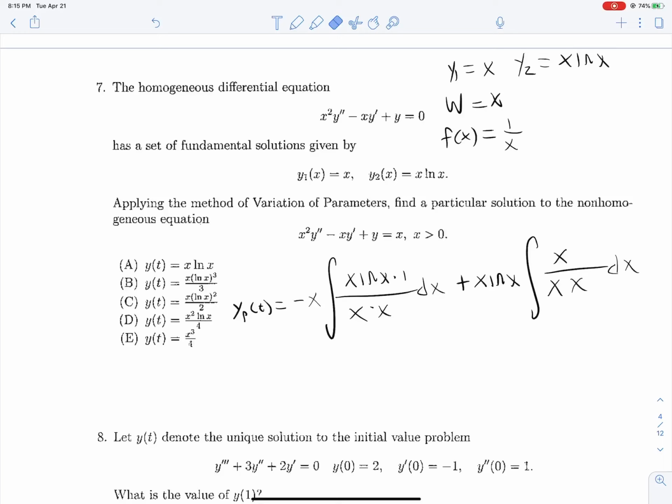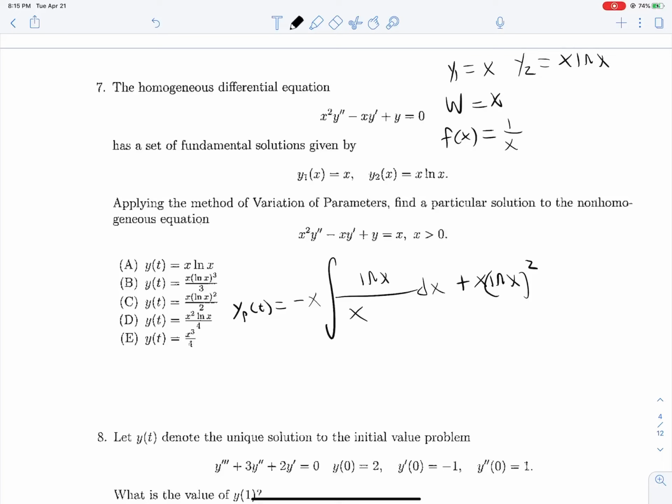We get 1 over x over here, so this integral will evaluate just to the natural log of x times the natural log of x squared. And then here we get ln x over x. We can do a u substitution where u is equal to ln x, and yeah, I'll write it out. u is equal to ln x, du is equal to 1 over x dx. So this integral will become the integral of u du.